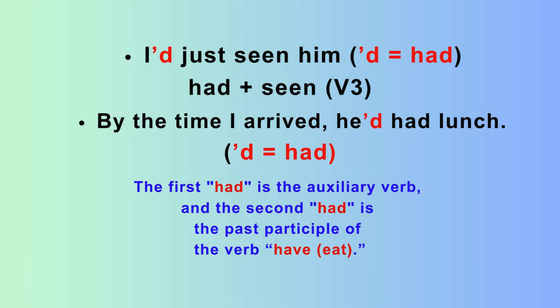I'd just seen him. Contraction 'd means had. Had plus past participle form seen. By the time I arrived, he'd had lunch. Contraction 'd means had. In this sentence, the first had is the auxiliary verb and the second had is the past participle form of the verb have, which means eat.